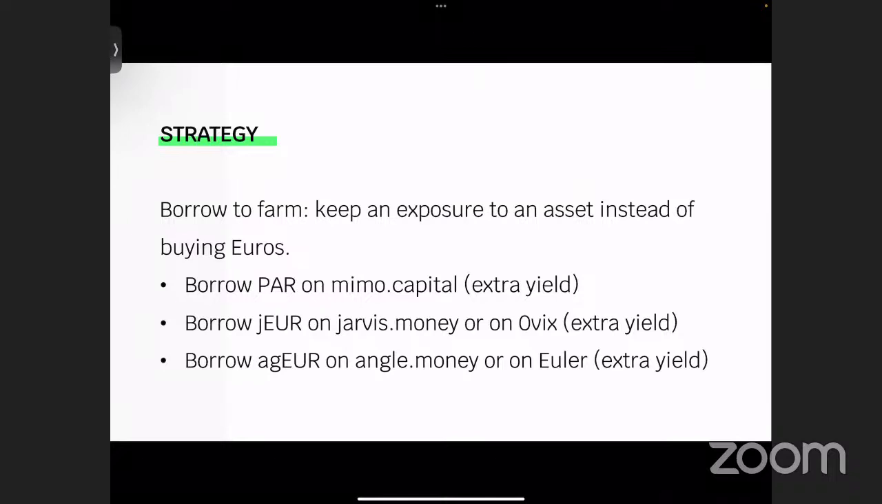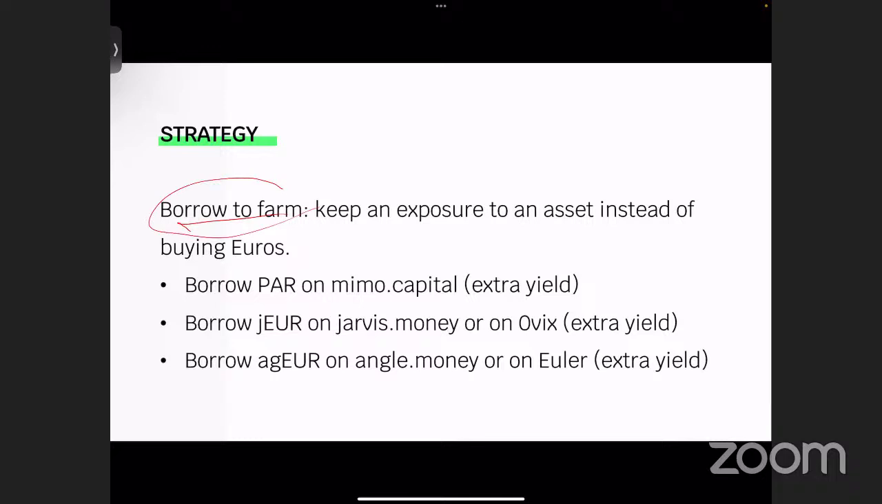Cool strategies: borrow to farm. This is my favorite one. So when you want to farm with JEuro, you have to buy JEuro, which means that you have to buy euro, which means that you have to sell something to buy euro. So you have an exposure to the price of euro. And maybe you don't want that. Maybe you have ETH, maybe you have USD, and you don't want to have an exposure to the euro. So the best thing to do, and it's what I'm doing, is to borrow.